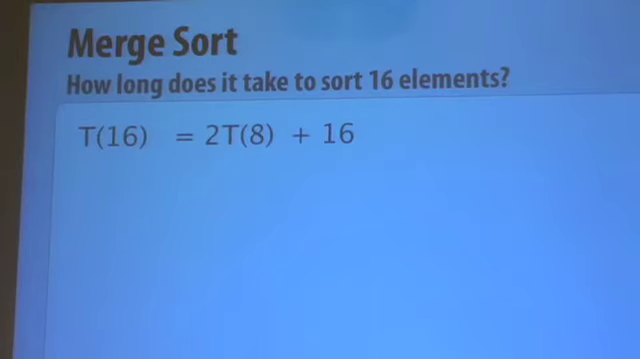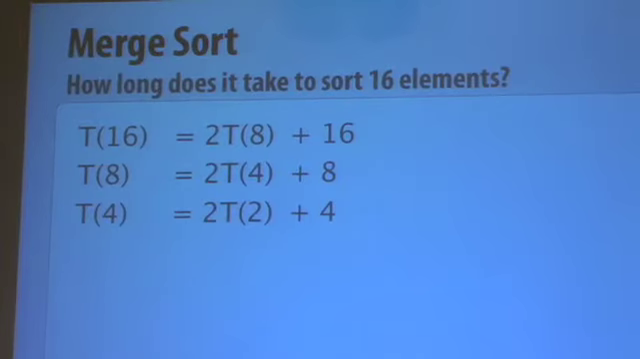Unfortunately, we've again gotten caught in a little circular argument here, because now the question is, what is T(8) then? Well, T(8) is the process of sorting the left half, which is now size 4, plus sorting the right half, which is also size 4. So 2 times T(4) plus 8. What is the answer to T(4)? Well, T(4) is 2 times T(2) plus 4.